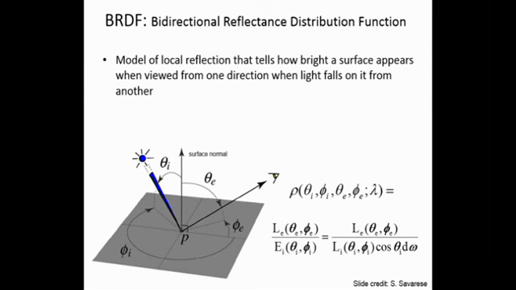So there's this function called a bidirectional reflectance distribution function. It just means that you model, for every angle of light coming into a surface and every angle of light going out of a surface, per wavelength, per color of light, how much of that incident light goes out. So you can model specularities and diffuse reflections and more complicated reflections using a BRDF.